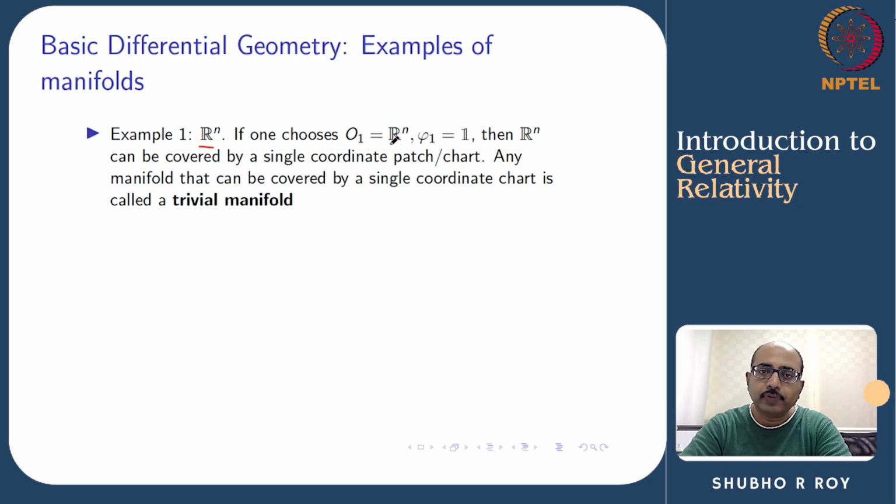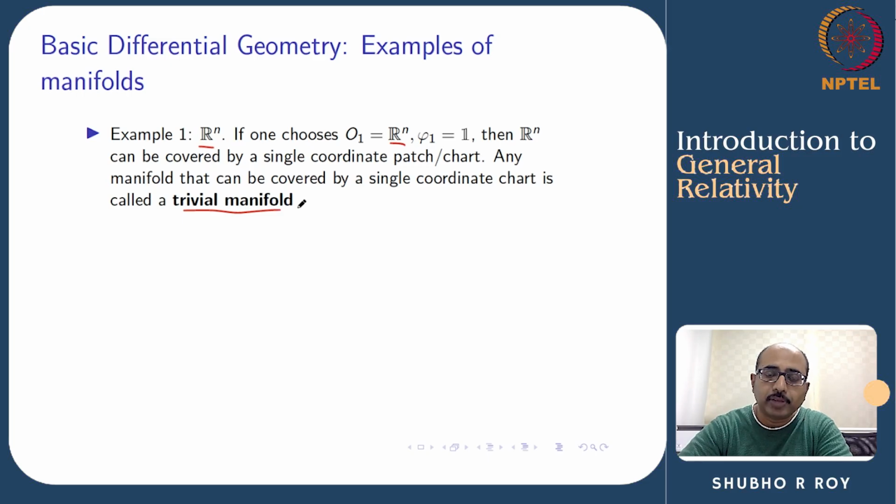That is Rn itself. Okay, Rn itself is an open set because if you remember the axioms of topology, the axioms are that the full set and the null set members are both open sets. So I can include O1 to be the Rn entirely, and then the homeomorphism would be just the identity map. Okay, so then Rn can be covered by a single coordinate patch or single coordinate chart. So any manifold that can be covered by a single coordinate chart is called a trivial manifold.